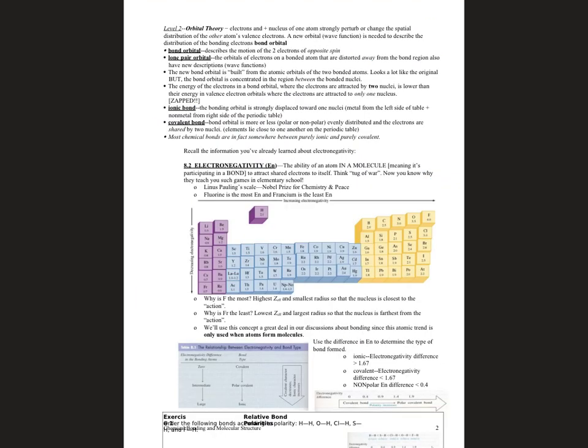All right, so next page. So level 2, we're talking about the orbital theory. So what's going on? What happens when atoms actually go together, because we've looked at electron configurations. So if one element has some electrons in an s orbital and one has some in a p orbital, and they combine, they form what we call a bond orbital. What you want to think about is they mesh together. Those two orbitals go together and squish together and make what we call a bond orbital.